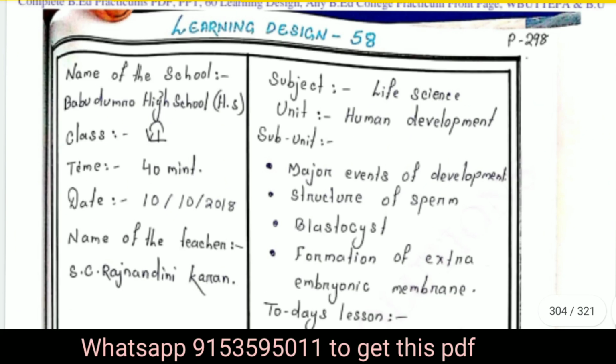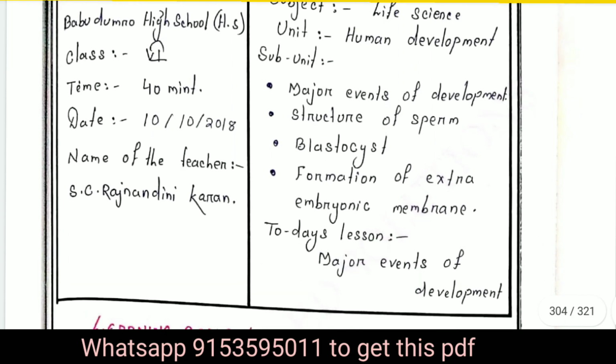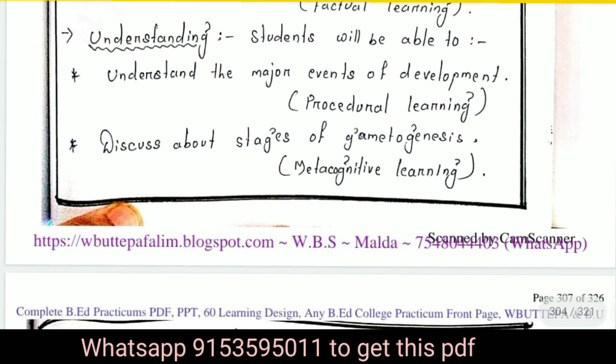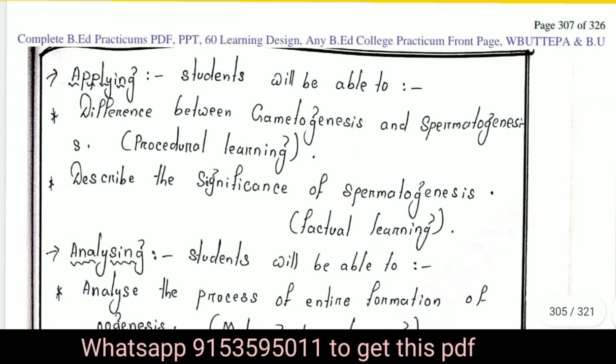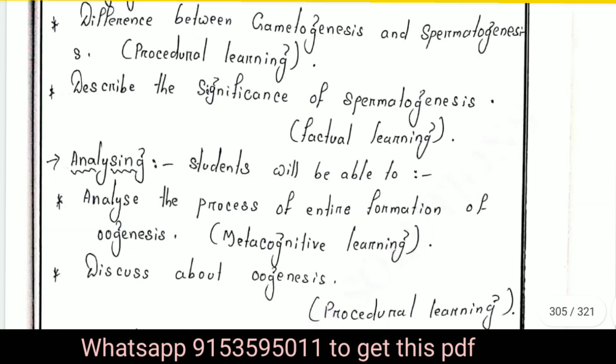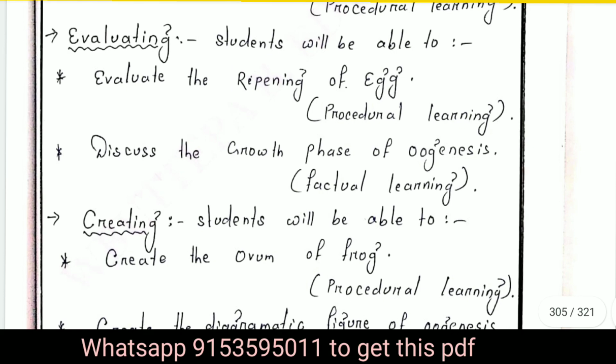Now we are coming to our learning design number 58. Today's lesson: major events of development. Learning goals or objectives: remembering. Student will be able to remember the major events of the development, etc. Understanding: student will be able to understand the major events of the development, etc. Applying, analyzing, evaluating, creating.